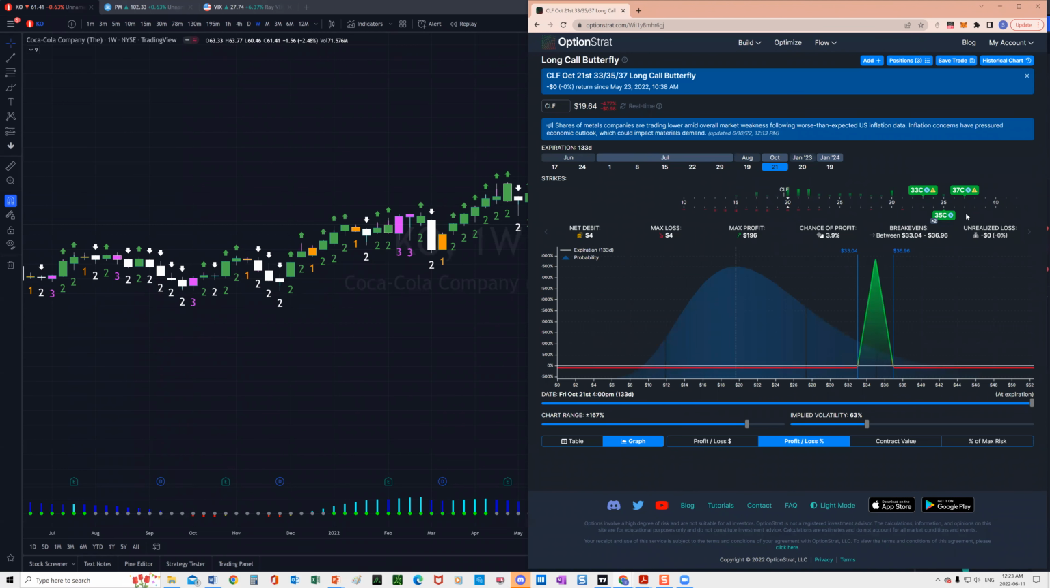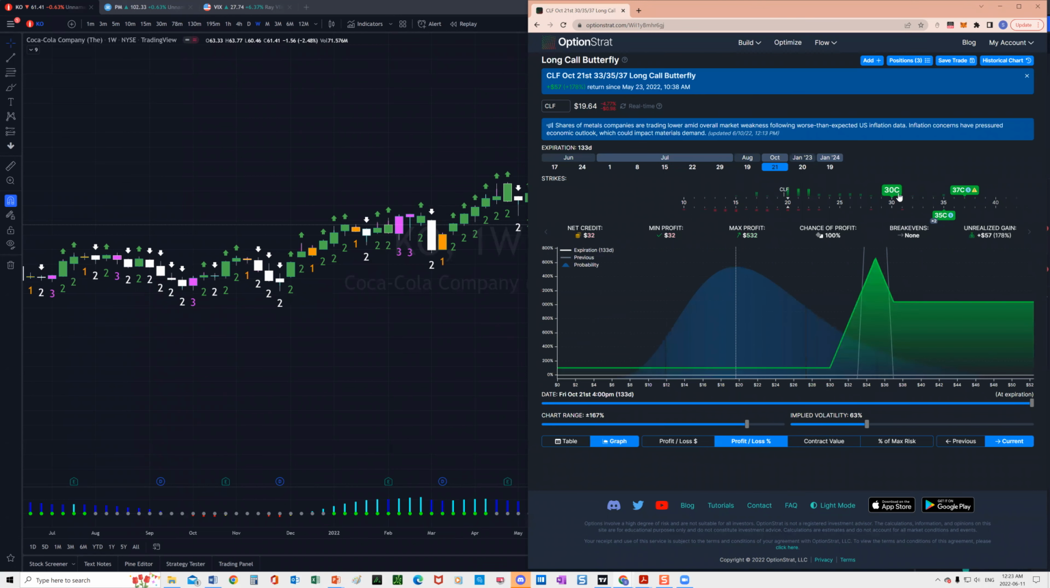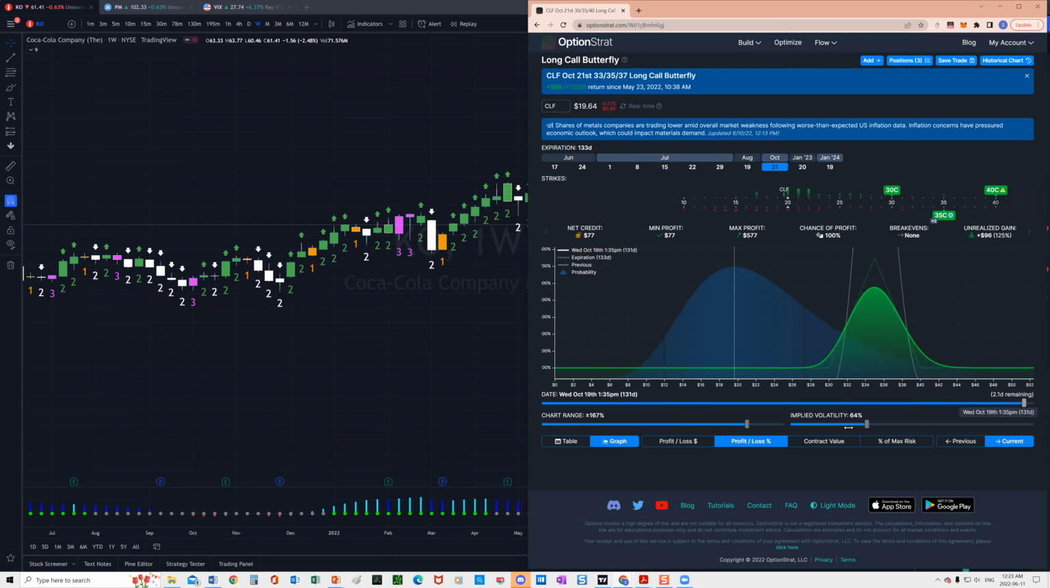So if, we'll use CLF again as an example. Say I think it's going to get to 35 and I go with the 30, 40, again, I could make a 700% return, but the closer you get to expiration, again, because of the time decay, that's where you end up.